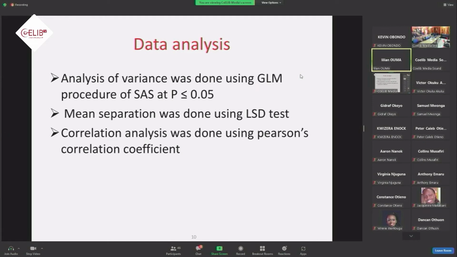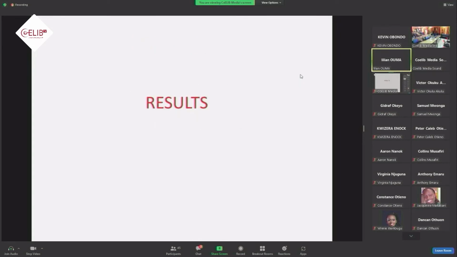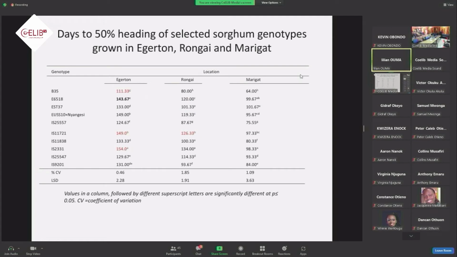Days to 50% heading was significantly affected by both genotype and environment. As we can see, the 10 genotypes that were selected at different heights, and the plants that were grown in Marigat were shorter compared to Egerton, while those in Rongai were intermediate.